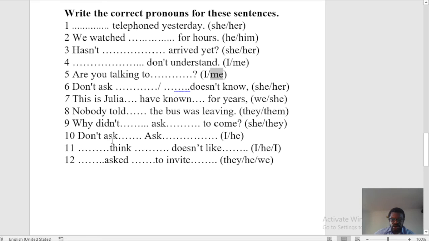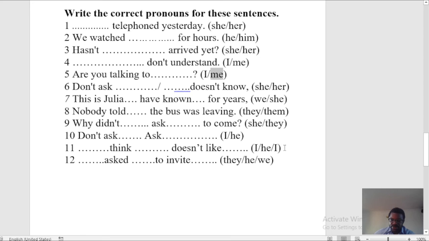Number 10, don't ask me. Ask him. Don't ask me instead of I. You cannot say don't ask I. It doesn't fit. Ask him, and not ask he. No. Ask him. Number 11, I think he doesn't like me.